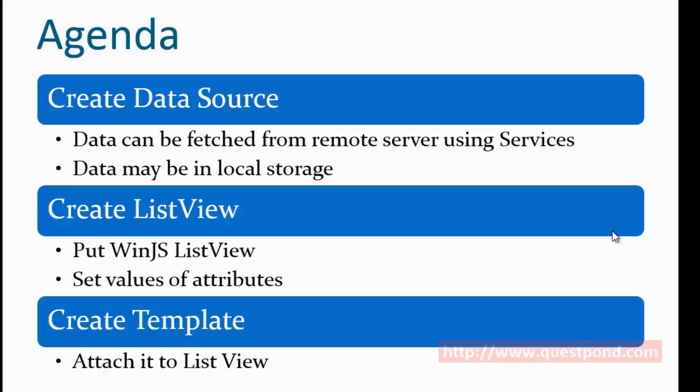Once the data source is in place and list view is in place, the third and most important thing you would like to do is to create a template for the list view. Template says how you want to display data in the list view. It makes your list view more immersive. So let us directly jump into the demo and see how we can work with the WinJS list view control.